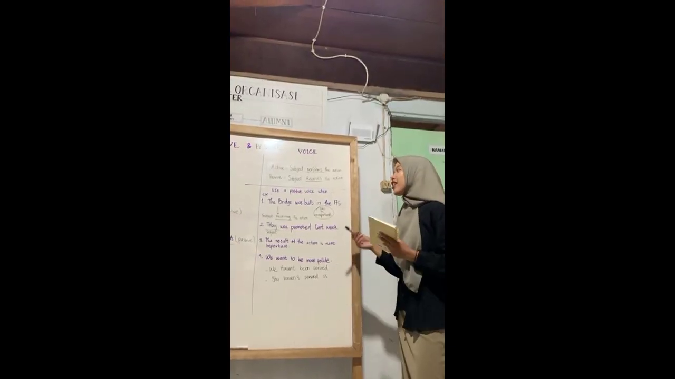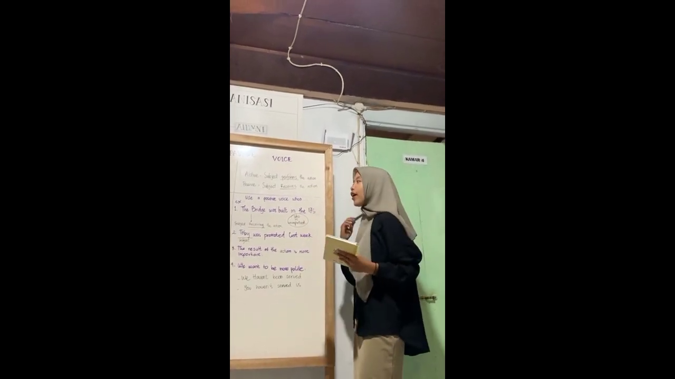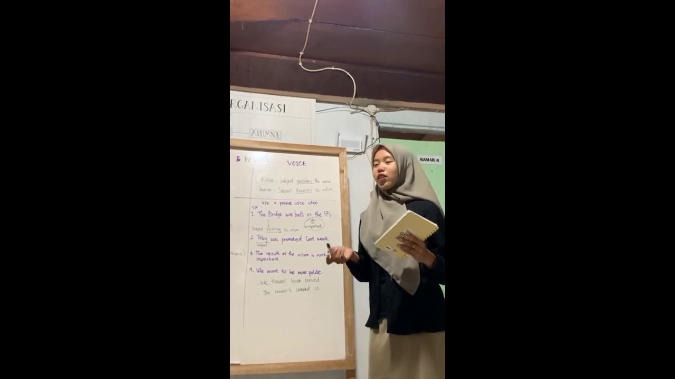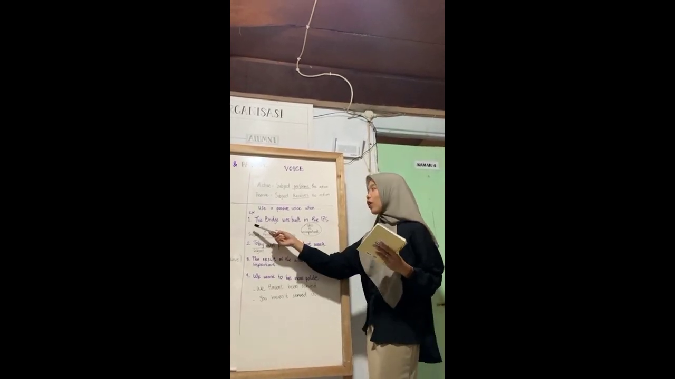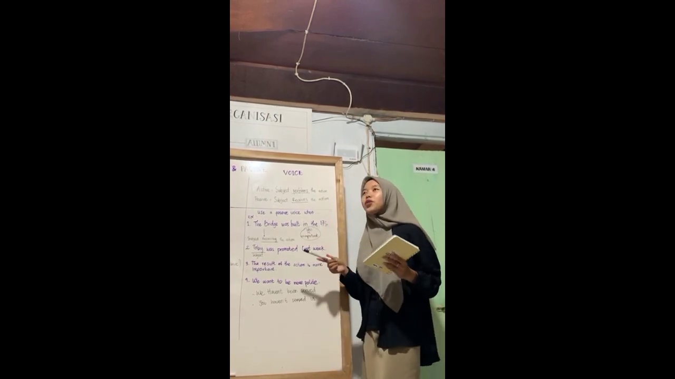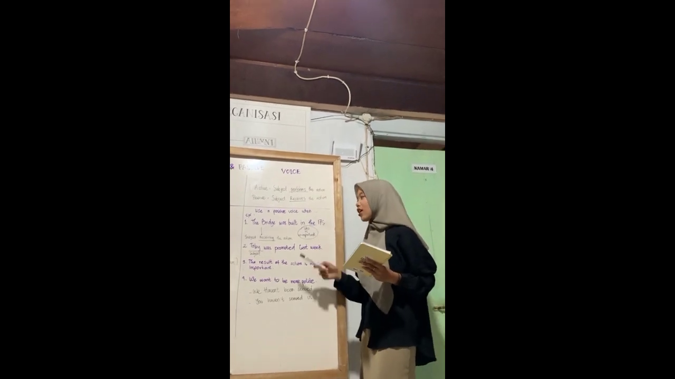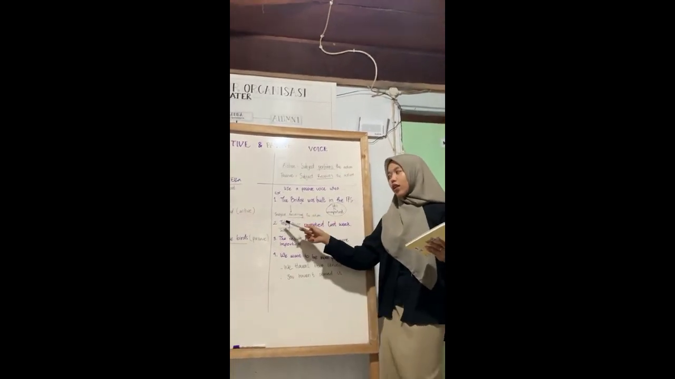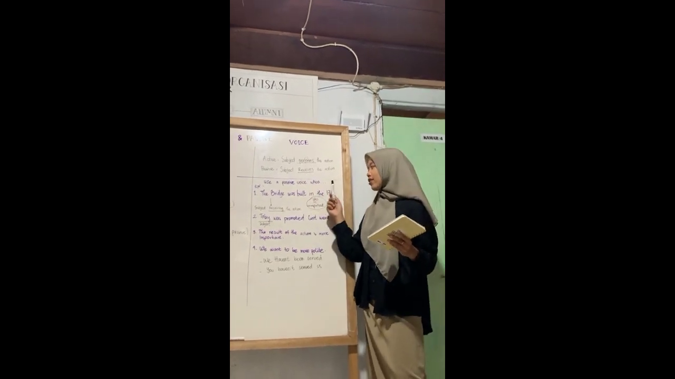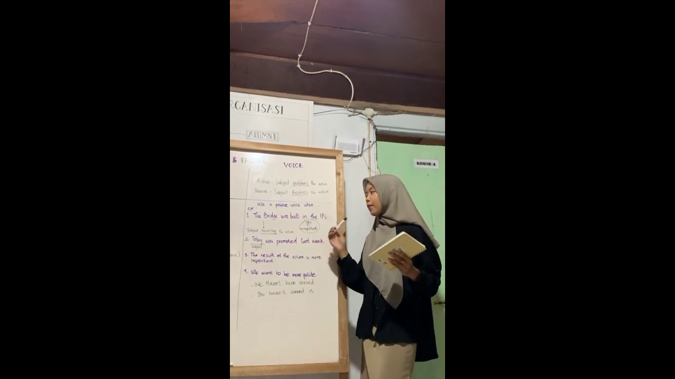Next is the use of the passive voice. We can use the passive voice when the performer of the action is unknown or unimportant. Like the example here: the bridge was built in the 70s. We don't need to know who built this bridge because who is unimportant. The bridge is the subject. Remember, the subject receives the action.